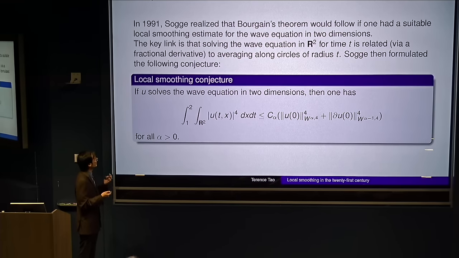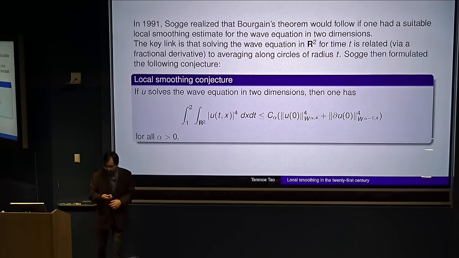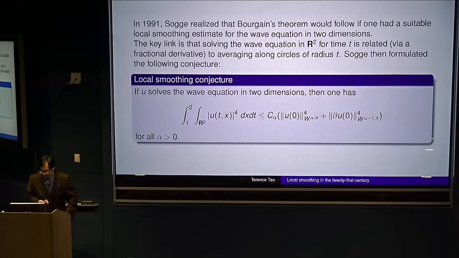But the amazing thing with this conjecture is that you lose almost nothing. Almost any other estimate for the wave equation loses at least some positive number of derivatives. Like the Morawetz estimate that I just showed you loses one full derivative. But this is an estimate that loses almost no derivatives. You can take any alpha as small as you wish, and this estimate is supposed to be true. So it was a very bold conjecture. And at the time, there was no real reason why it should be true.